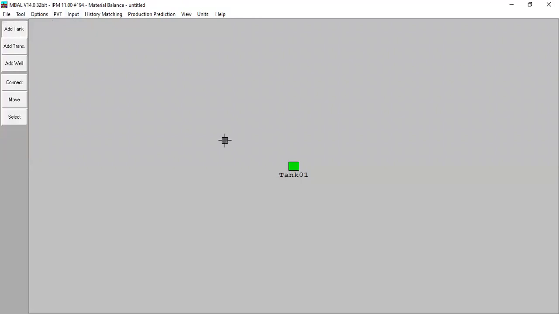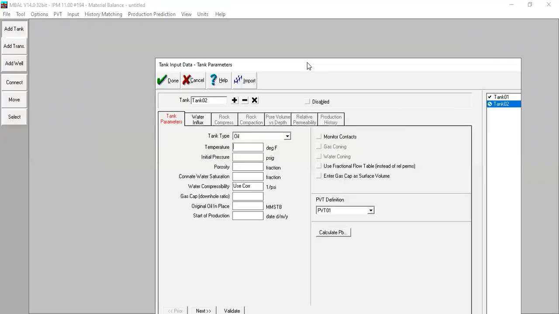Okay, I will add a tank here or here instead. For example, I have another reservoir below my reservoir, another tank below tank 1. So the data for this reservoir, after I investigate it, is as follows.